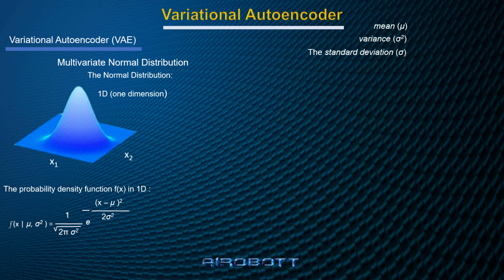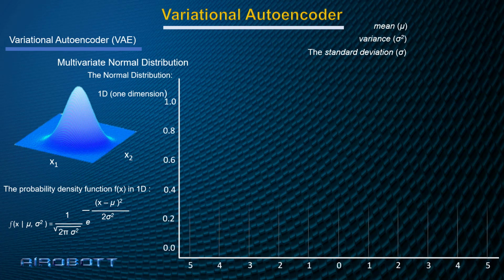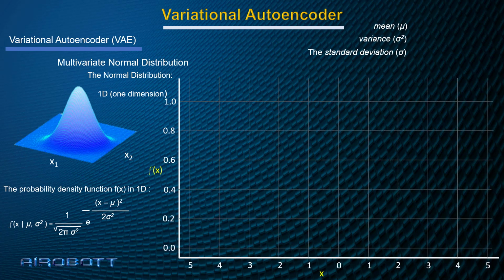Let's see some normal distributions in one dimension for different values of the mean mu and variance sigma squared. If the mean mu is 0 and variance sigma squared is 1, the normal distribution in one dimension is like this bell curve shape, and this is also called the standard normal distribution. At x equal to 0, f(x) equals 0.4. At x equal to 1.1 and -1.1, f(x) is 0.2. At x equal to 2.6 and -2.6, f(x) is 0.